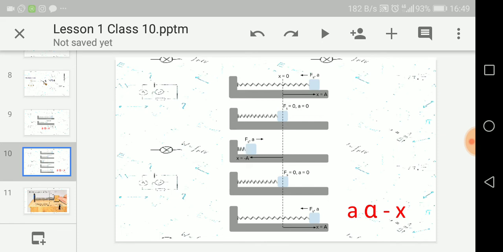So in the second figure, you see that the mass has reached its mean position from where it was moved. But because of inertia, it does not stop here and it continues to move until it compresses the spring. Now when it compresses the spring, the spring again tries to regain its original shape, and in the fourth figure you see the spring pushes the mass and moves it towards the mean position.